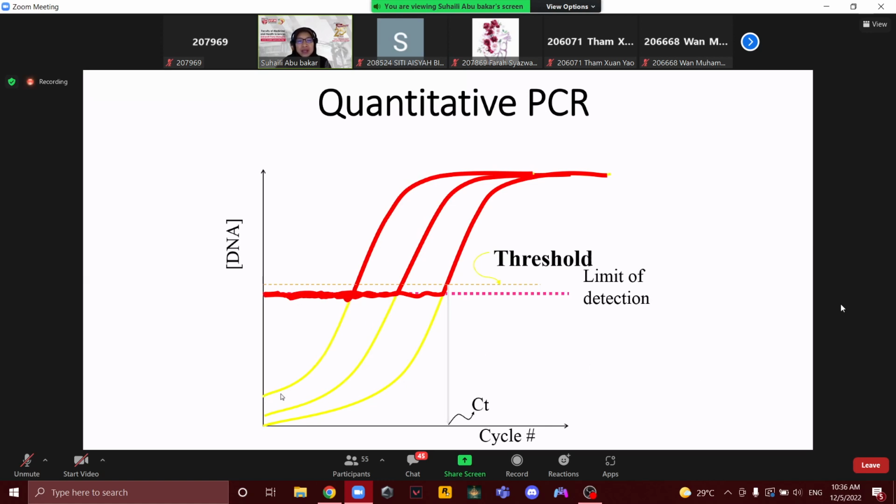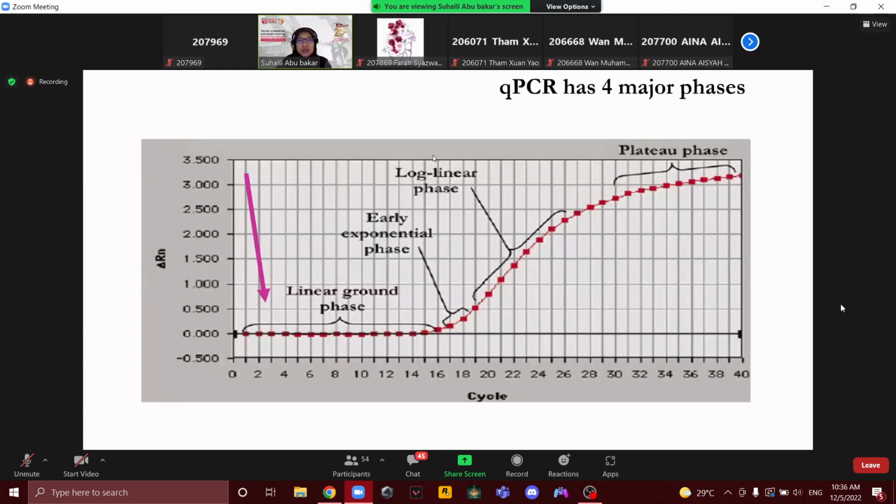So every different sample has a different threshold, right? So that's why analysis is very tough in real-time PCR. Okay, so in the graph of real-time PCR, we have to consider several phases. In standard PCR, no, there's no phase that we consider. So real-time PCR has 4 major phases.